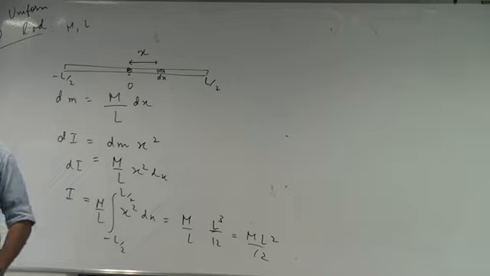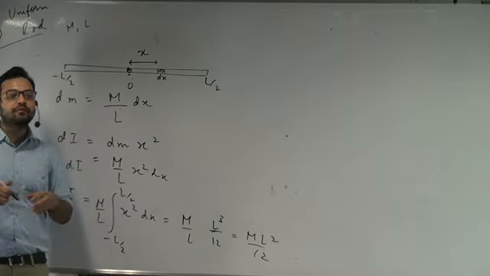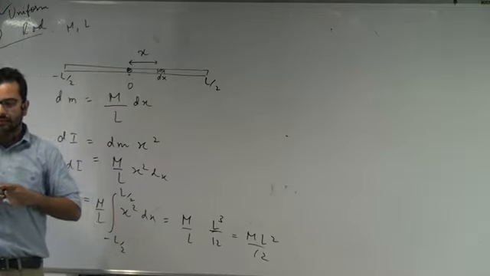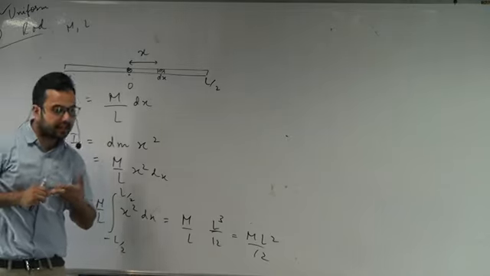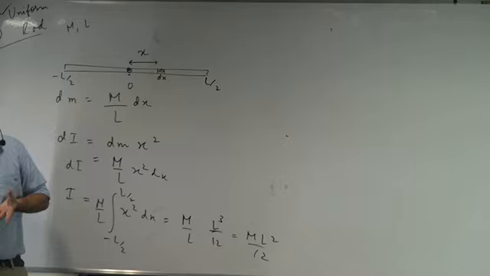This is a result you have to remember. What do you have to remember? That for a uniform rod, about the axis passing through the center, the moment of inertia is M L squared upon 12. Is that clear? Any problem?